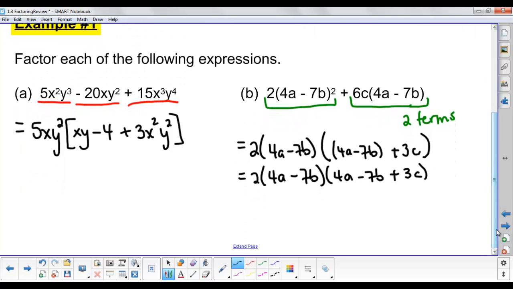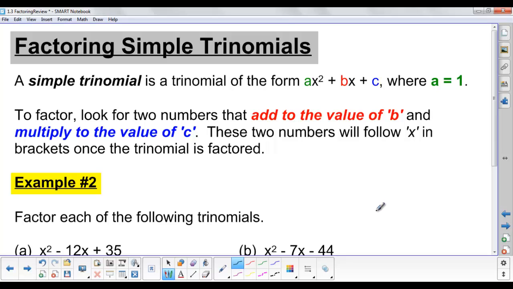So that's common factoring. The next type of factoring we're going to talk about is factoring simple trinomials. A simple trinomial is in the form of ax squared plus bx plus c, where, I shouldn't say you don't have a coefficient, but the number in front of x squared is 1. So you don't actually see anything there, it's just the x squared.